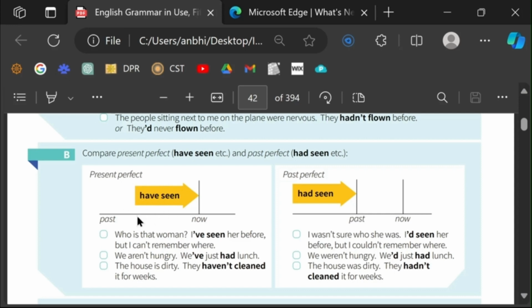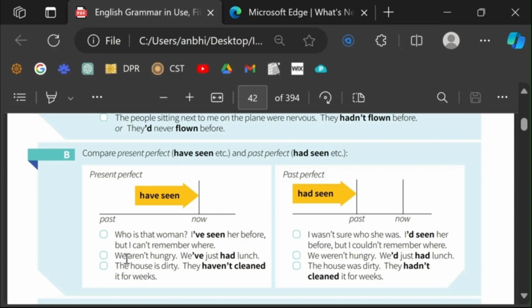But I wasn't sure who she was. I was not sure. You see, this is past. This is this moment in time. I wasn't sure who she was. Then something happened before. I had seen her before, but I couldn't remember where. You see, it's before the past. This is before the present.